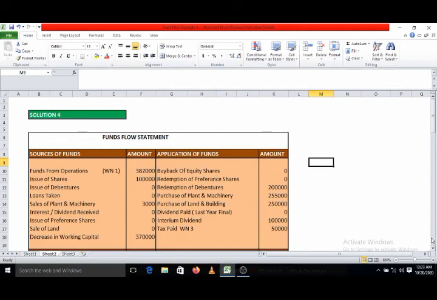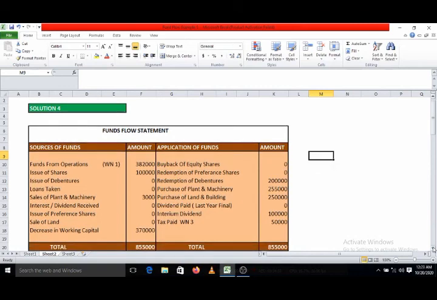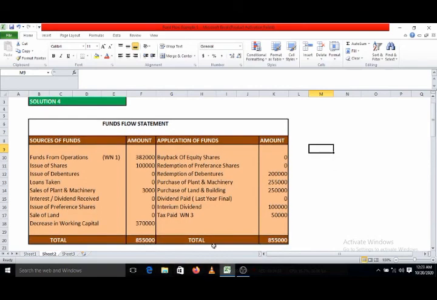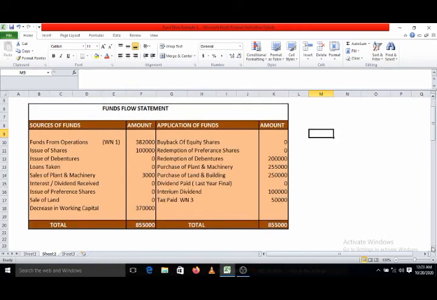Now we have to check whether our fund flow statement is tallied or not. You can check out, it is tallied. Sources side 8,55,000, application side also 8,55,000. So this is our final solution.